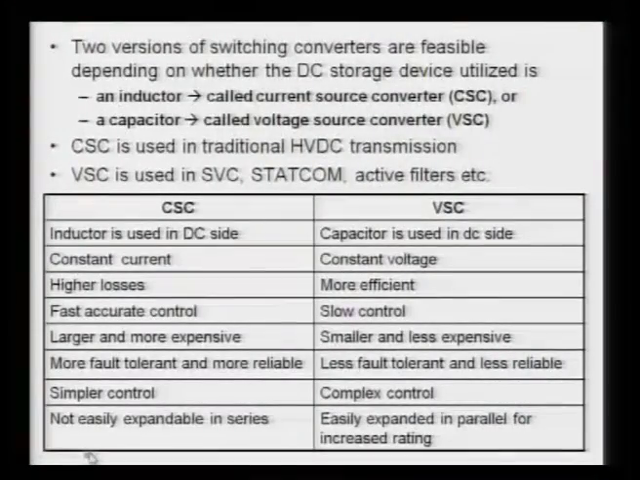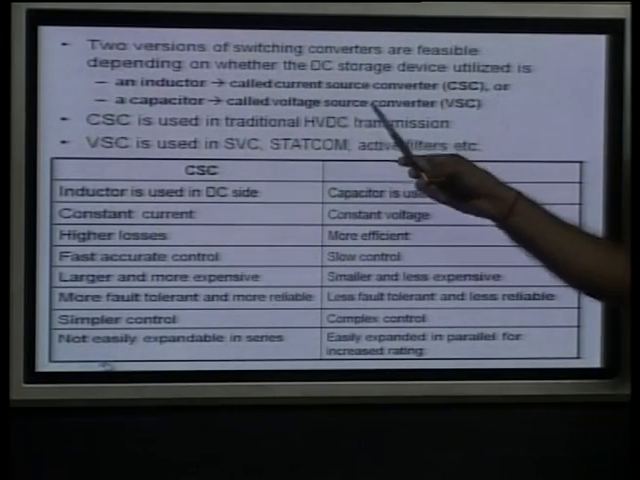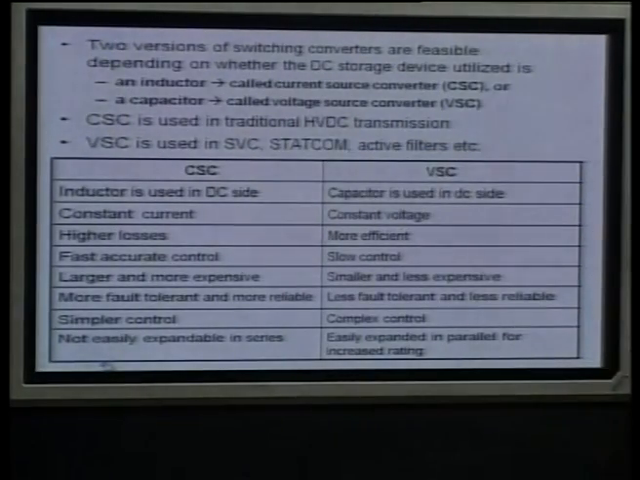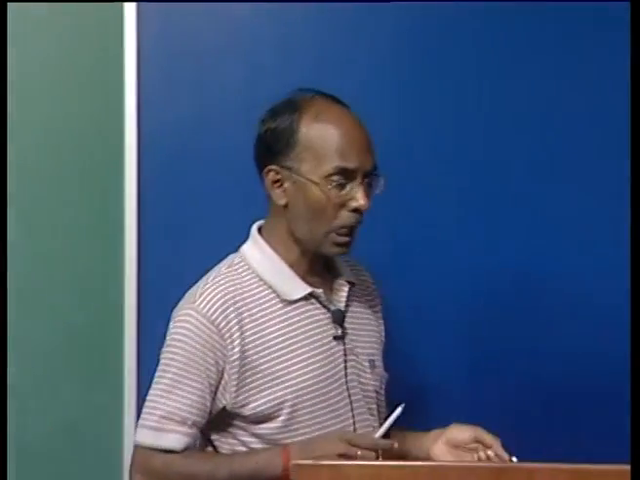Let us see here, there are two types of converters in terms of the storage device which is used. Normally we can say the current source converters and the voltage source converters. In the current source converters, basically we use the inductor, and in the voltage source converter we use the capacitors. Normally they are treated as the CSC and the VSC, but in HVDC application we use the CSC. However, the voltage source converters are used for SVC and STATCOM applications, and even for active filters. Let us compare this CSC and the VSC.